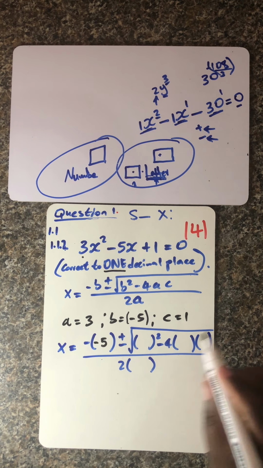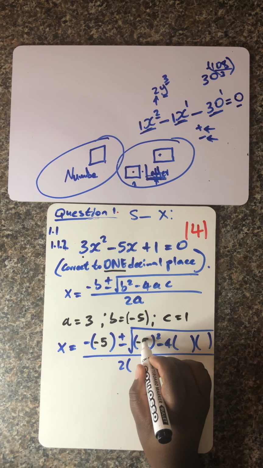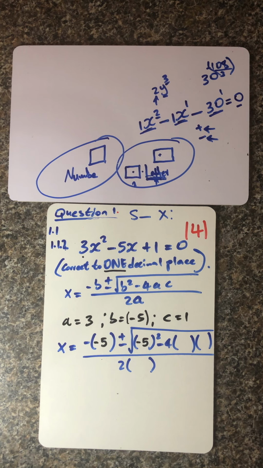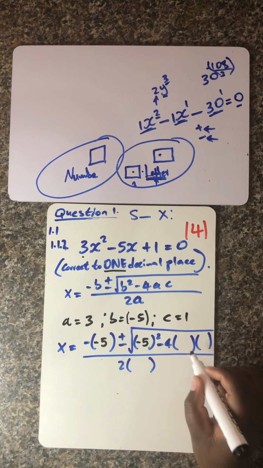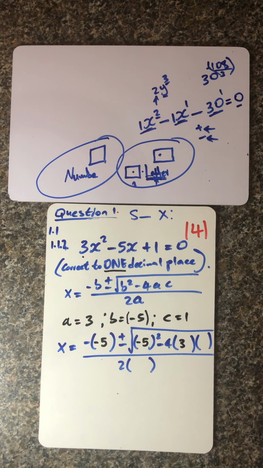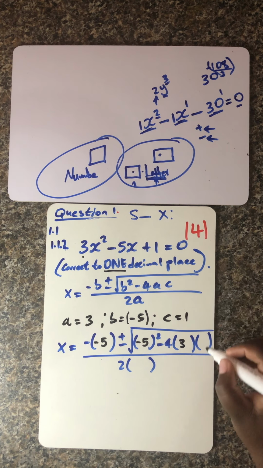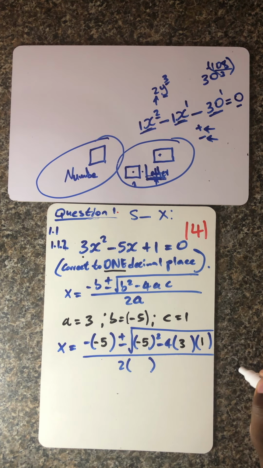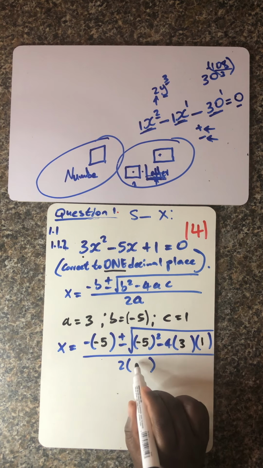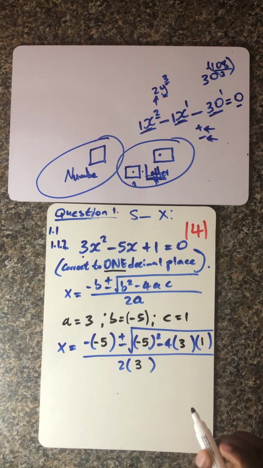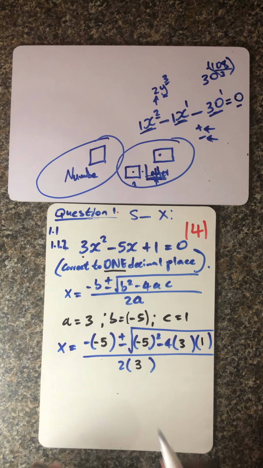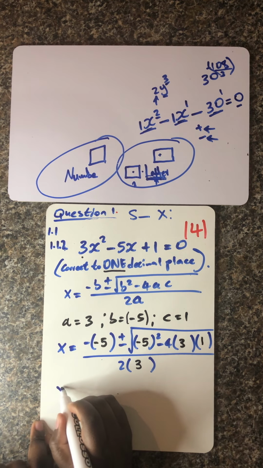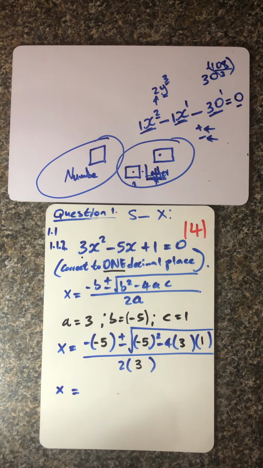Okay, so ladies and gentlemen, what is your B? Guys, your B is -5. Okay, your A over there, your A is equal to 3. Substitute 3. What is your C? Your C is 1. What is your A over there? Just substitute your A. Okay, very, very important, ladies and gentlemen. Okay, so now you can just say your X is equal to.